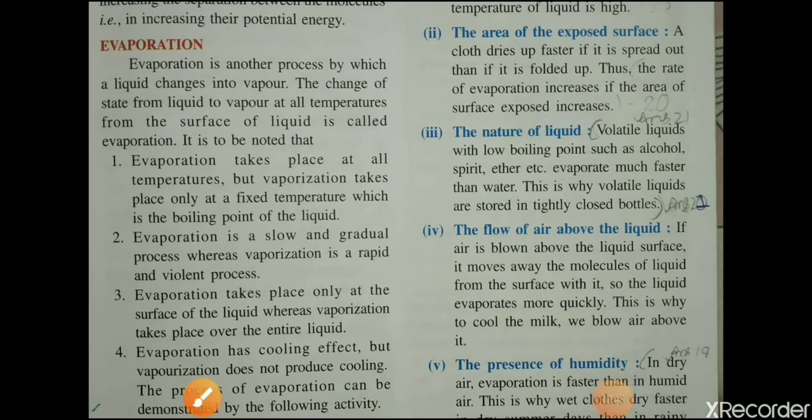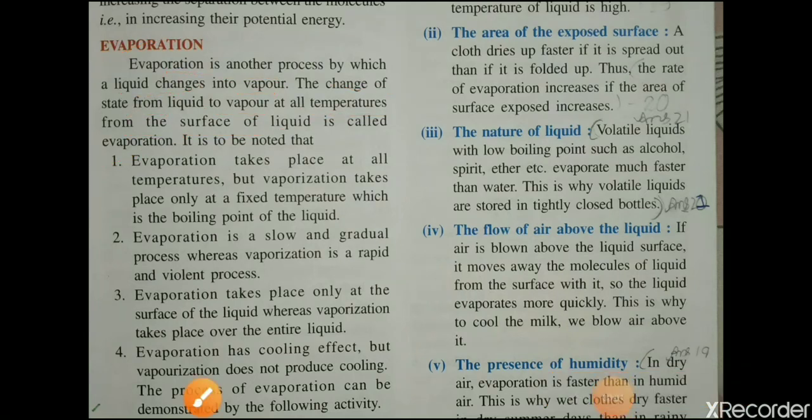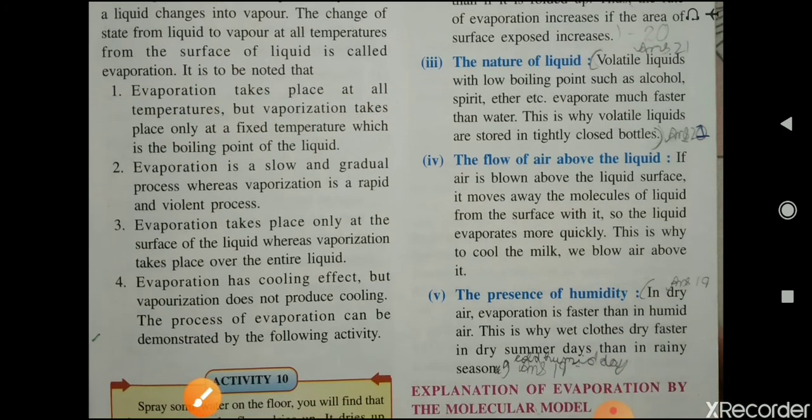Now, evaporation is another process by which a liquid changes into vapor. The change of state from liquid to vapor at all temperatures from the surface of a liquid is called evaporation. It is noted that evaporation takes place at all temperatures, but vaporization takes place only at a fixed temperature, which is the boiling point of the liquid.